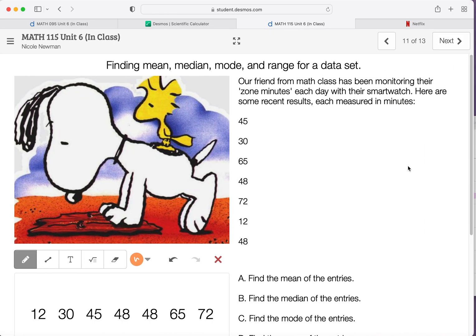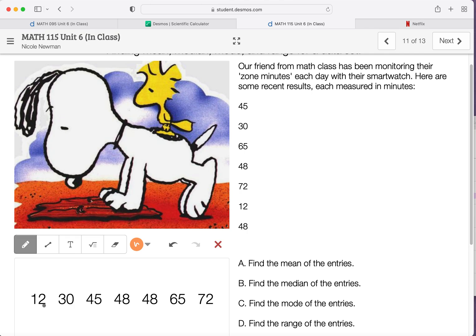All right, mean, median, mode, and range for this data set. For the median, we'll want things to be in order, so I put them in order from least to greatest over here in the sketch box, and I hope that I caught everything correctly. Just going to do a quick double check. 1, 2, 3, 4, 5, 6, 7. Yep, 7 entries, and as long as I copied them correctly, we'll be in business.